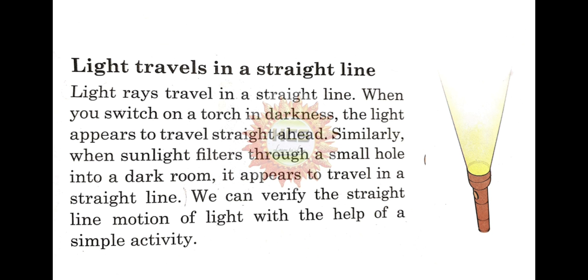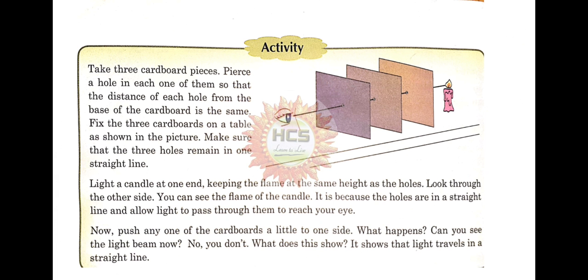We can verify the straight line motion of light with the help of a simple activity. What is that activity? Let's discuss. The activity is on page number 84. Take 3 cardboard pieces, pierce a hole in each one of them so that the distance of each hole from the base of the cardboard is the same. Now fix the cardboards on the table as shown in the picture. Make sure that the 3 holes remain in one straight line.